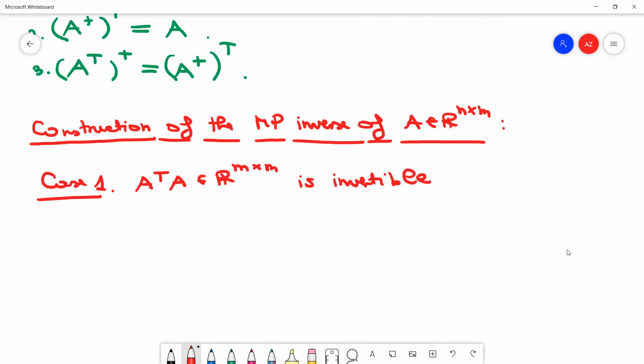In particular, this means that M must be smaller than N, because the rank of A transpose A is at most the rank of A. And if N was smaller than M, then the rank of A would be at most N. So we know that if A transpose A is invertible, then M must be smaller or equal to N.